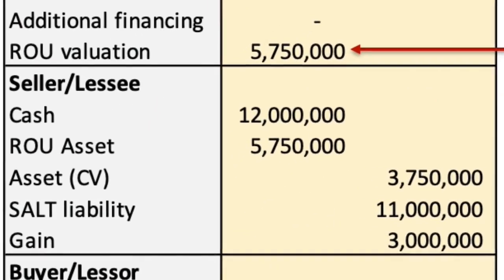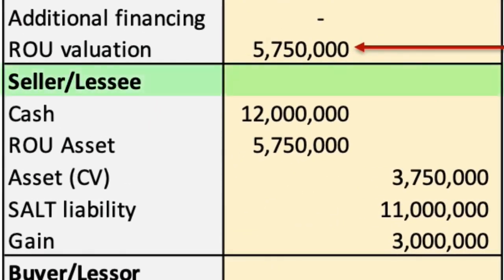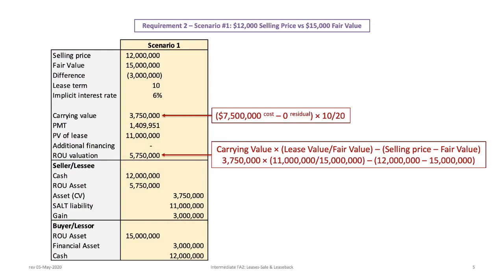Now we can prepare the journal entry for the lessee who is the seller. We debit cash for the $12 million selling price. We debit a ROU asset account for the $5,750,000 calculated ROU valuation. We credit the asset's current carrying value of $3,750,000 to derecognize it. We also credit a sale and leaseback transaction, or sold, liability account for the $11 million present value of the lease. This results in a $3 million gain to balance our journal entry.